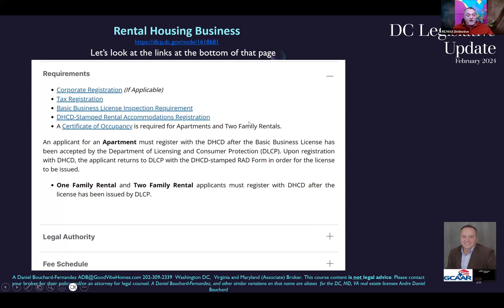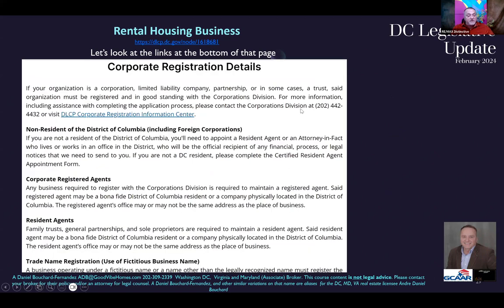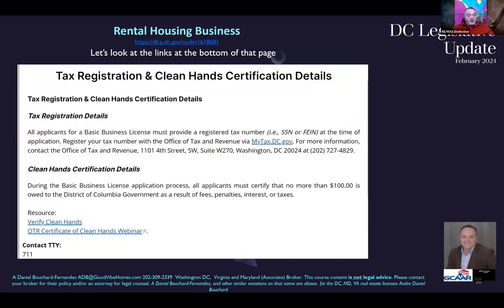We're running out of time here, so I did want to cover a few of these things. This is taken from the website for getting your rental housing license, your basic business license, the RAD registration. Does anybody not know what the RAD number is and the RAD exemption number? That's the rent control, okay? If you're going to be renting a property out in DC, you must, by law, have the RAD number, meaning you are rent controlled, or you must have a RAD exemption number, one or the other. If you're going to rent it, it must have one or the other.